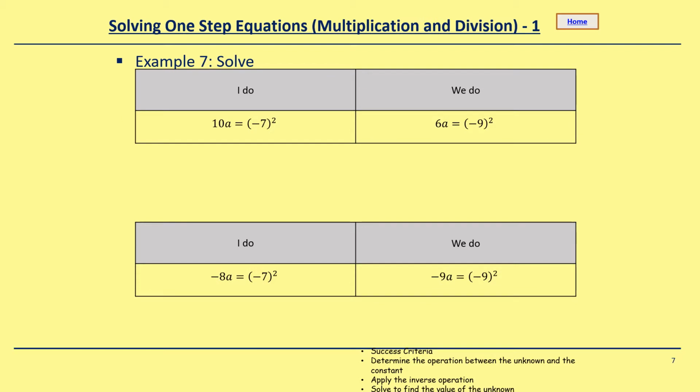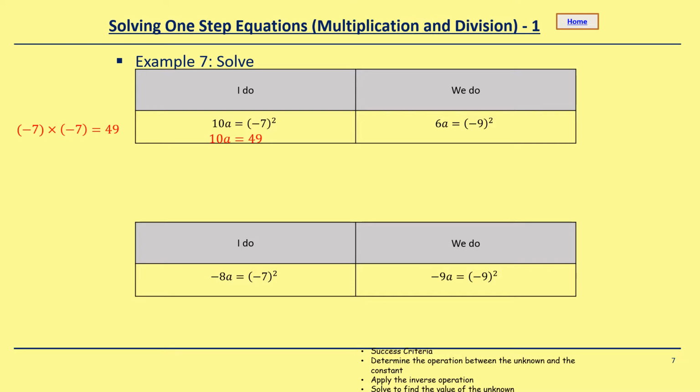In this example, we've got a bracket, minus 7, and squared. So the squared is outside the bracket. That means we have to not just square 7, but we have to square negative 7. Now, using the rules of negative numbers, negative 7 times negative 7 will be positive 49. So we can rewrite this equation as 10A equals 49.